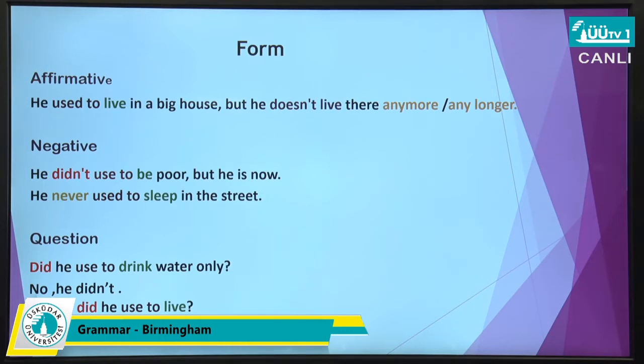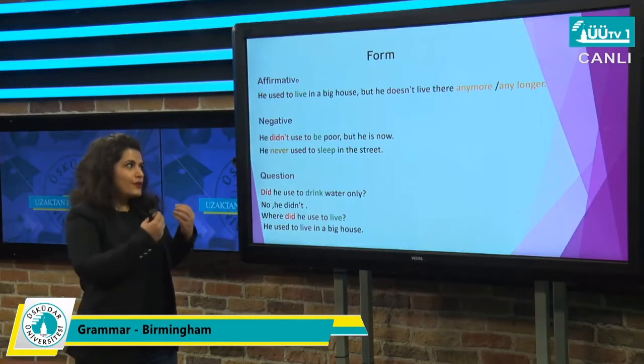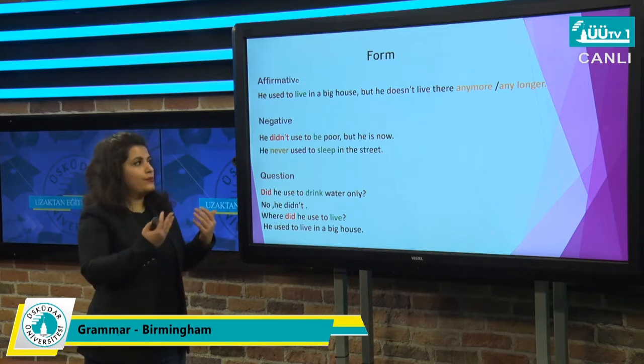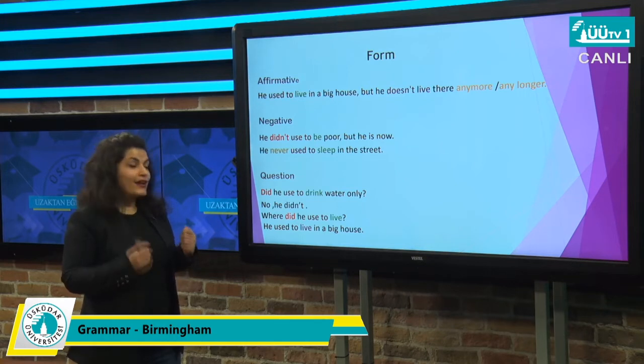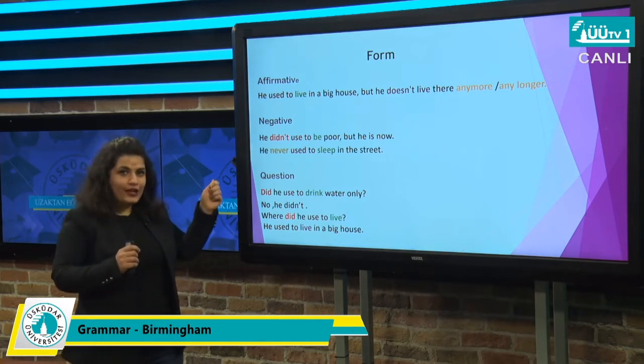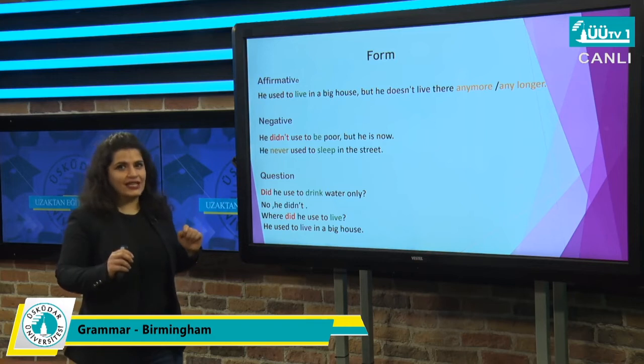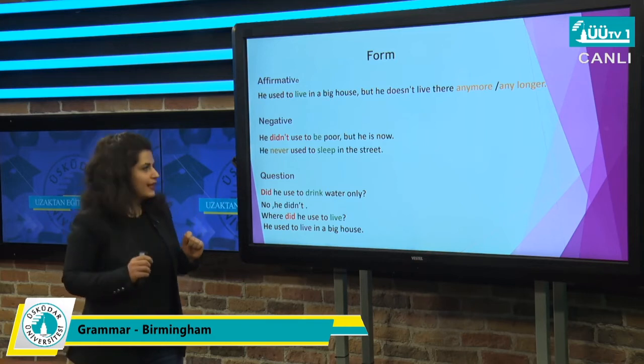Another form that you can make a negative sentence is that you can use never. As you can see in the sentence, he never used to sleep in the street. It means that he didn't use to sleep in the street. So the surface of the sentence is positive, but the meaning is negative. And also, when I use never, I don't drop the d in the sentence. So be careful about that.